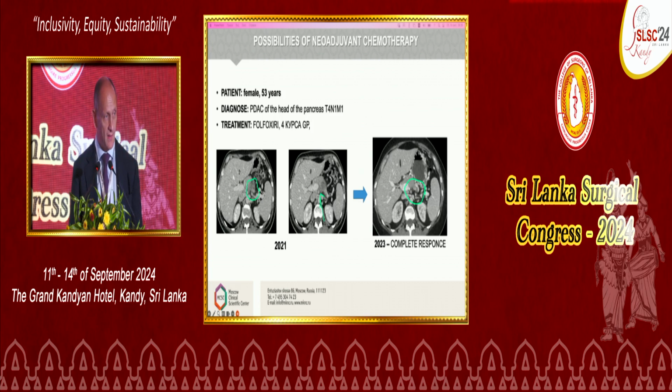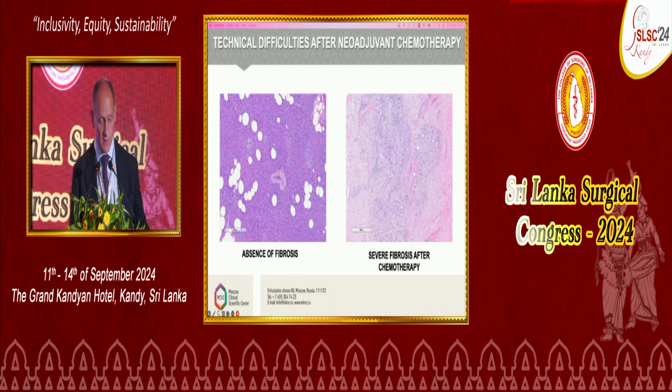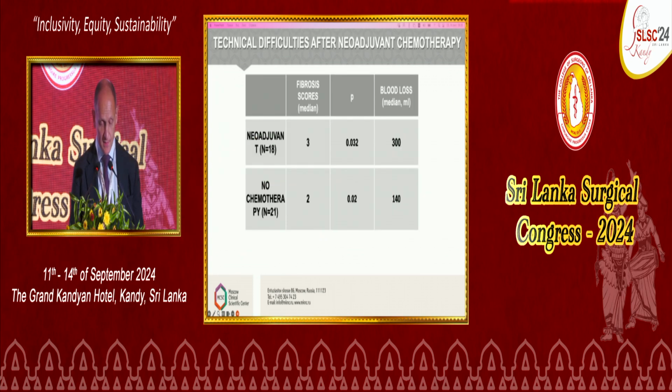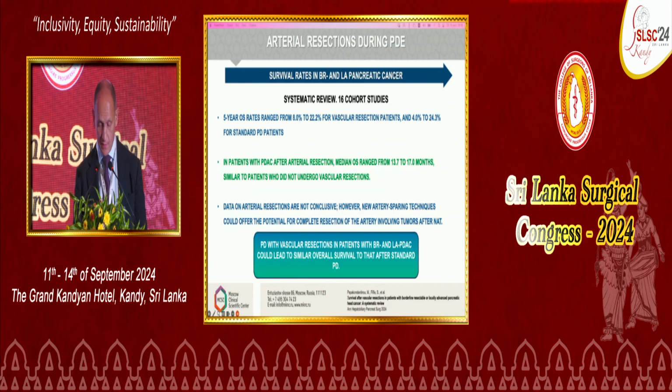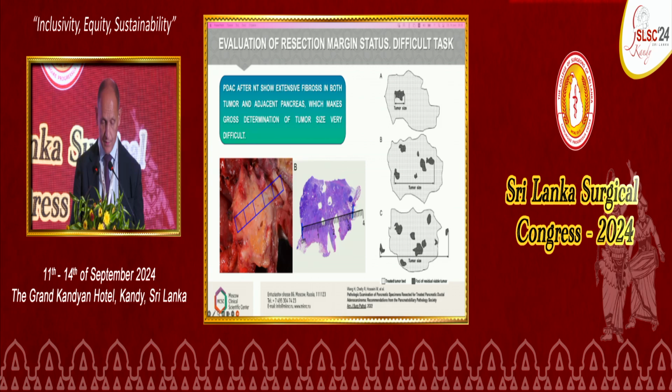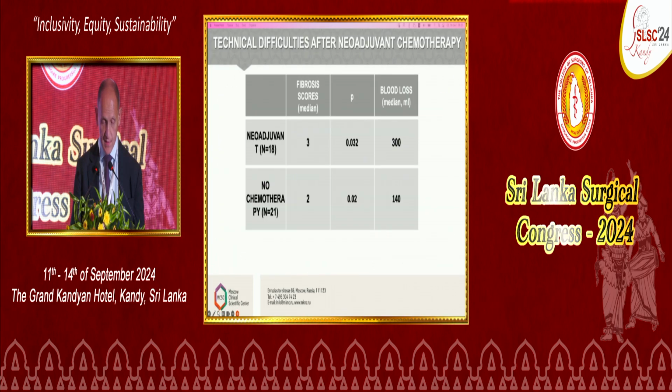We had a short study in our hospital in order to compare the tissues that we have for patients who had and didn't have neoadjuvant chemotherapy. You see how different the para-tumor tissue is. There is also a difference in the fibrosis score, and it was statistically significant.